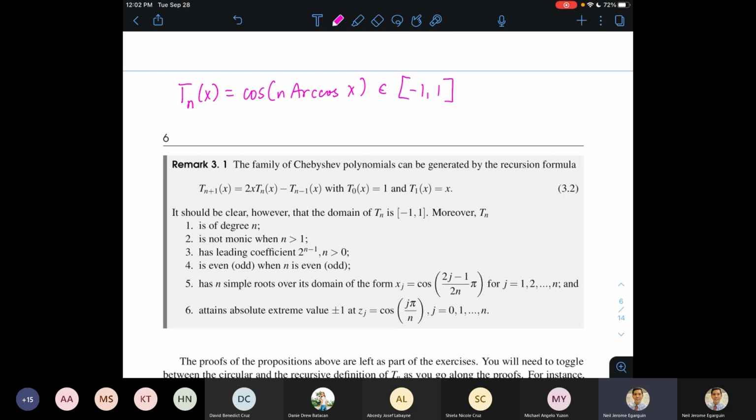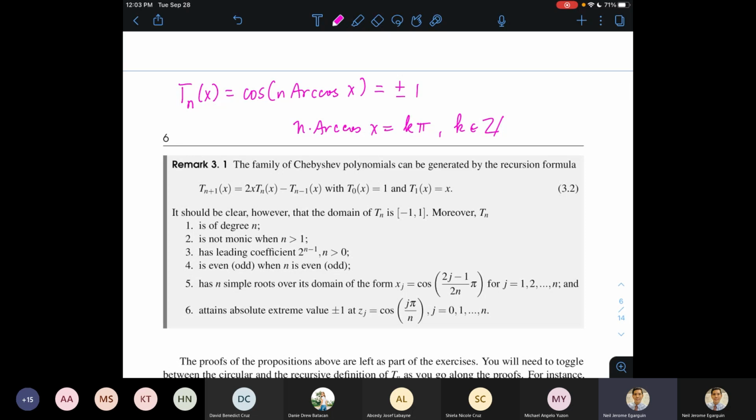And when is this attained? Well, this will attain the maximum at plus or minus 1. Pero kailan nagiging positive or negative 1 ang value ng cosine? That is when the angle is, what? Is a multiple of pi. Tama nga ba? So this is when the angle inside cosine is equal to k pi, k is an integer. Okay.